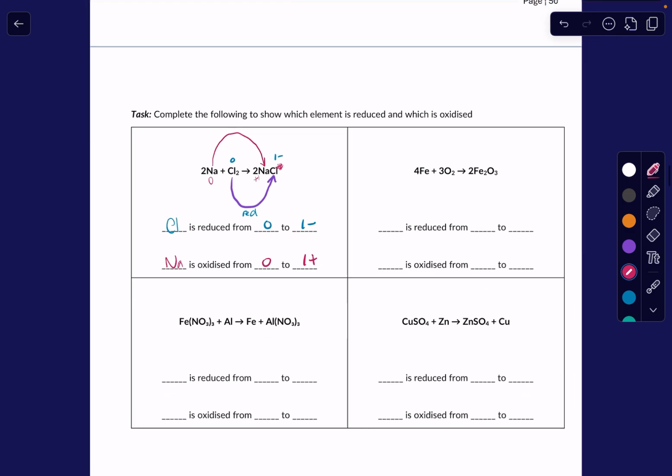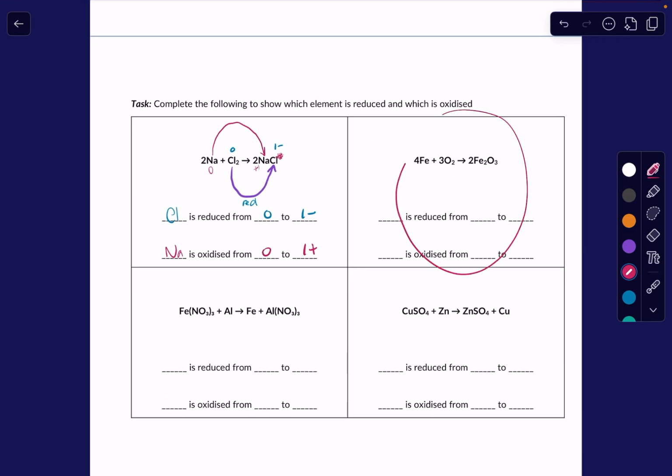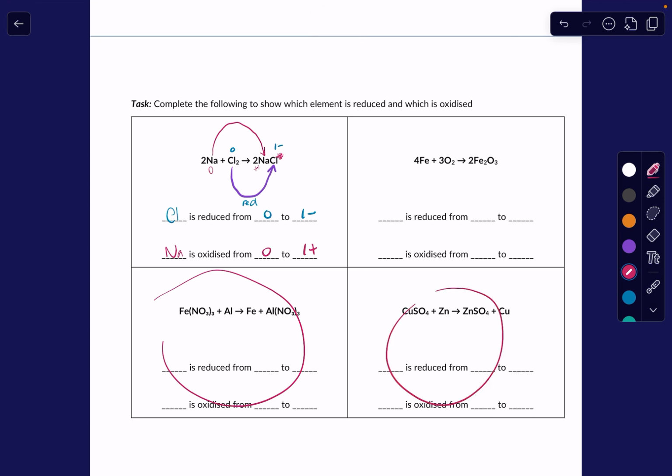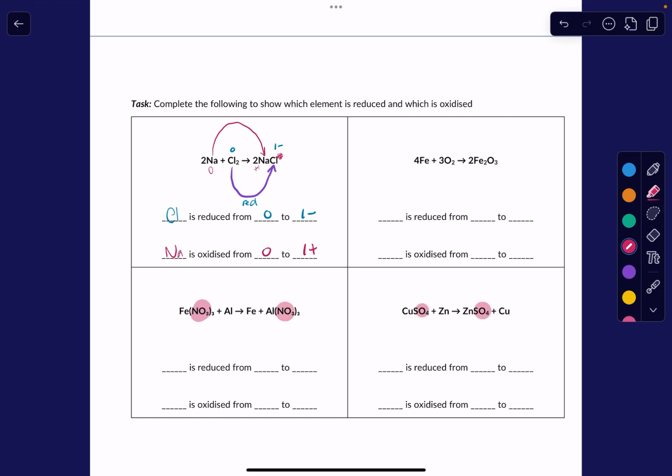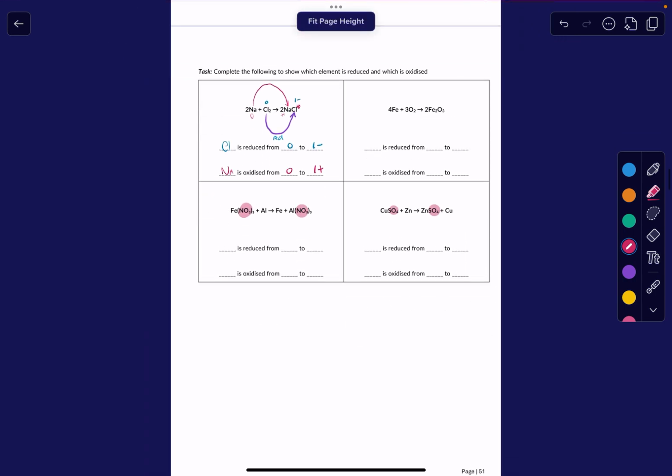Really simple. This is just more practice, but now we're going to look at transition metals. I would like you to do the same analysis for these, and using the table from before, remember that these guys come together, so they stay together, those SO4s, and this one's just oxygen. Have a go at this, and hopefully enjoy.